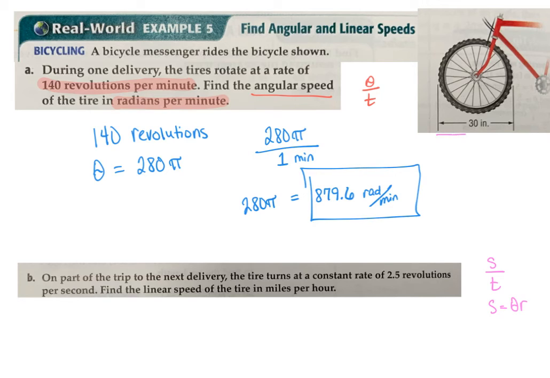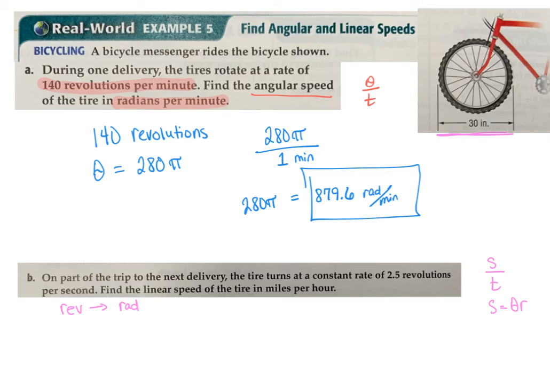They gave me the diameter, right? So I can easily figure out my R, my radius. They did not give me theta. They gave me revolutions. So I have to convert revolutions to radians. How do I do that? How do I convert revolutions to radians? We just did it. One revolution is 2 pi. So what am I going to do?